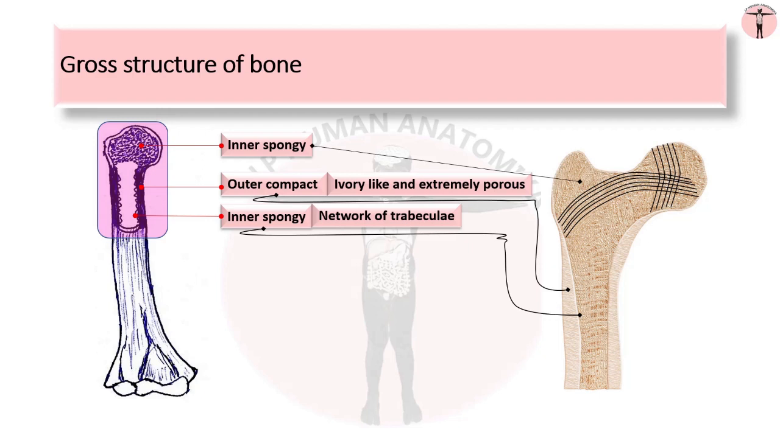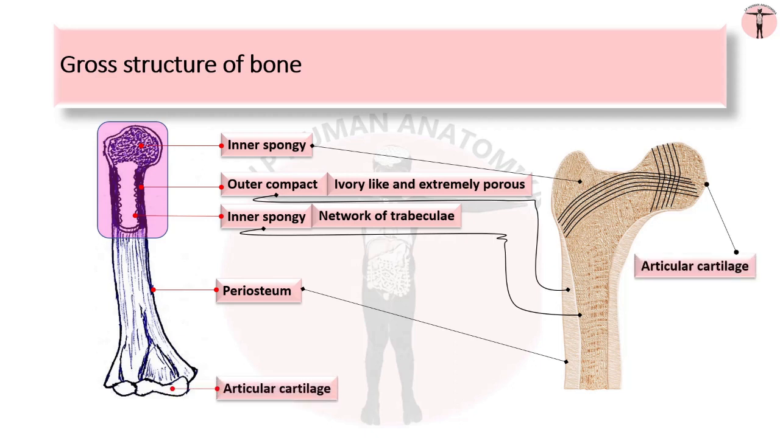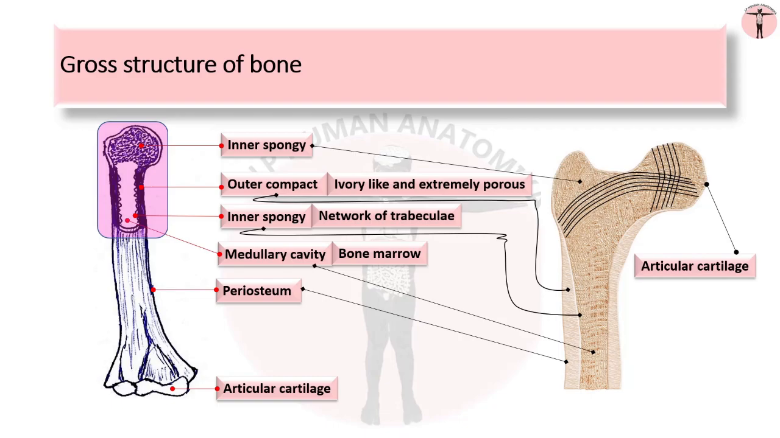Each bone is covered by the periosteum except at the articular surface at the ends of each long bone and sesamoid bone. The articular surfaces are covered by articular cartilage. The interior of the adult long bone presents a cylindrical medullary cavity which is filled with bone marrow and is lined by a vascular membrane known as endosteum. So that was the brief description of the macroscopic structure of bone.